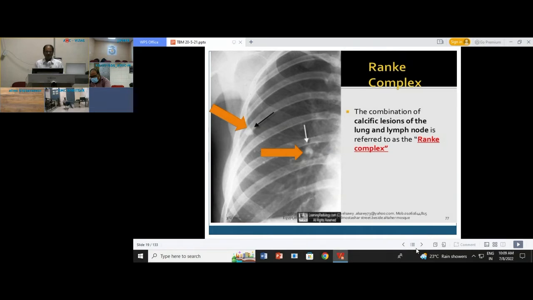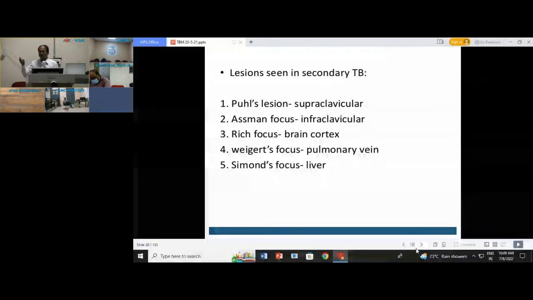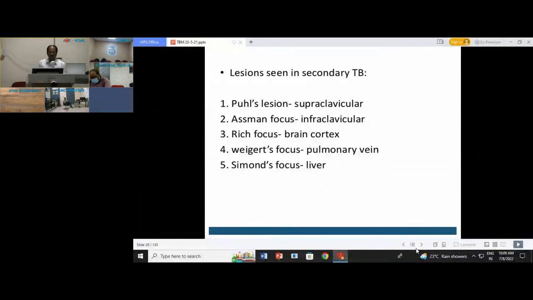Lesions seen in secondary TB: Fawcett's lesion is supraclavicular, Assmann's focus is infraclavicular, Rich focus is the subpial focus of the brain, Weigert's focus is in the pulmonary vein, and Simon focus is in the liver. These are the various foci.